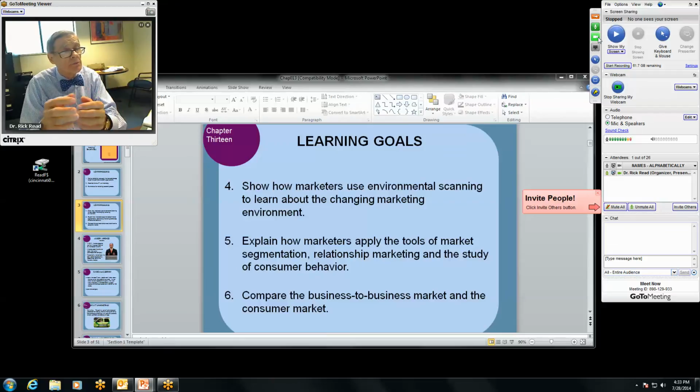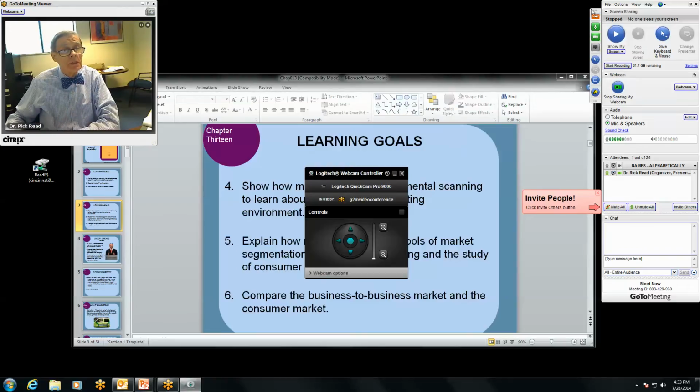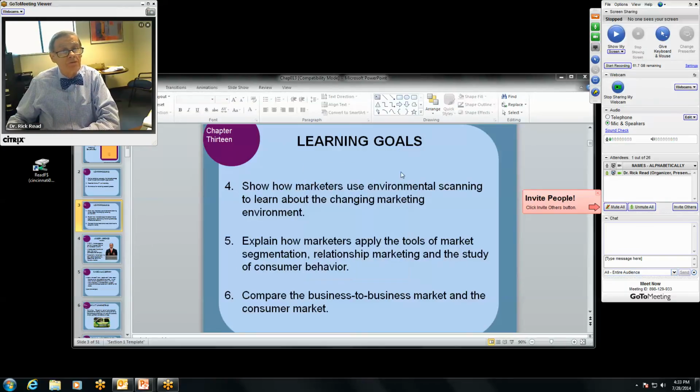Explain how marketers apply the tools of market segmentation, relationship marketing, and the study of consumer behavior to sell their goods and products. And then finally, we're going to compare the business-to-business market and the consumer market. One thing to say, the business-to-business market has fewer people in that market than the consumer market.